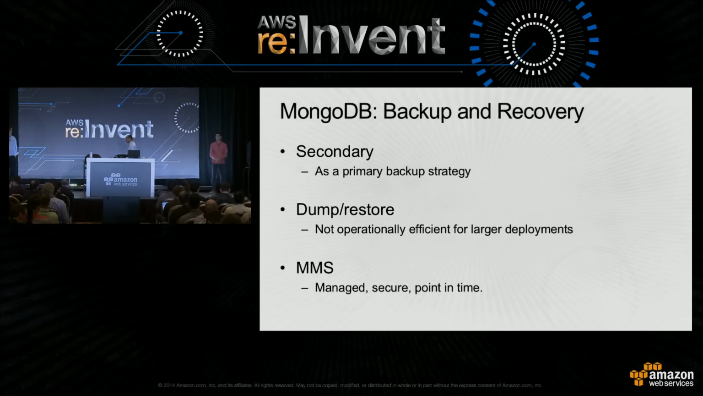So we have talked about high availability and scalability. But in case of a DR scenario, how do you really cope with that? There are 3 different methods you can look at in terms of backup and recovery. You can choose a secondary. You can look at using a secondary as a backup, but that's really not a recommended way to back up your data set. In case of DR, the secondary itself might not be available.